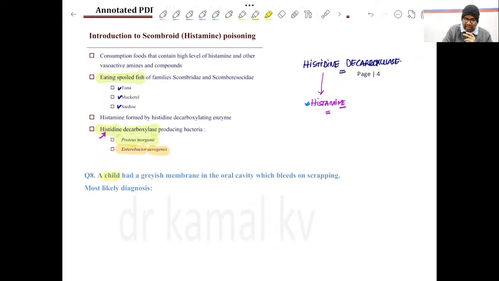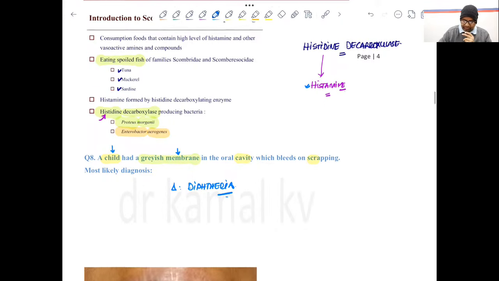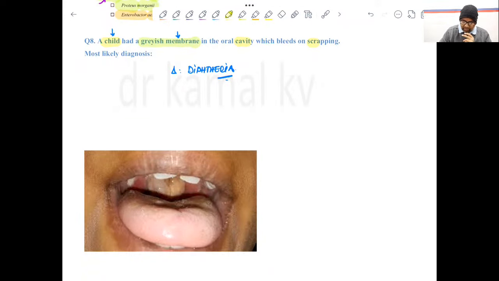Then a very favorite question, which has been asked many number of times. A child has a grayish membrane in the oral cavity which bleeds on scraping. Now what is the diagnosis? I think the moment you have a case history of a child having a membrane in the throat, classically the diagnosis would be diphtheria. So here you can see the membrane in the throat. Clear? This is classical of diphtheria.